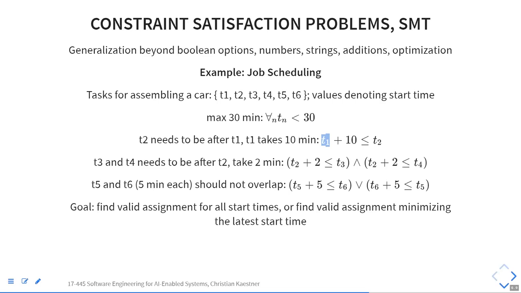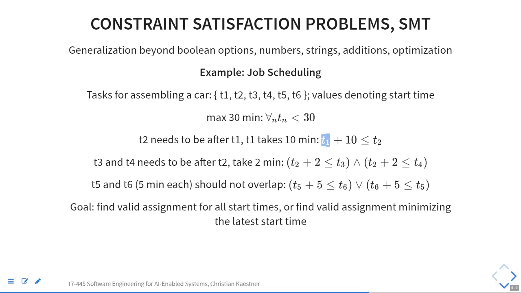The reason why I'm talking about this: this isn't using machine learning. This is not training on data. This is reasoning about complex relationships. It may take a very long time to solve these things. In some cases, this is NP-hard, so it may never terminate. But in a lot of cases, we have solvers that can solve this. And if we get a solution, then we know that the solution is optimal or correct.